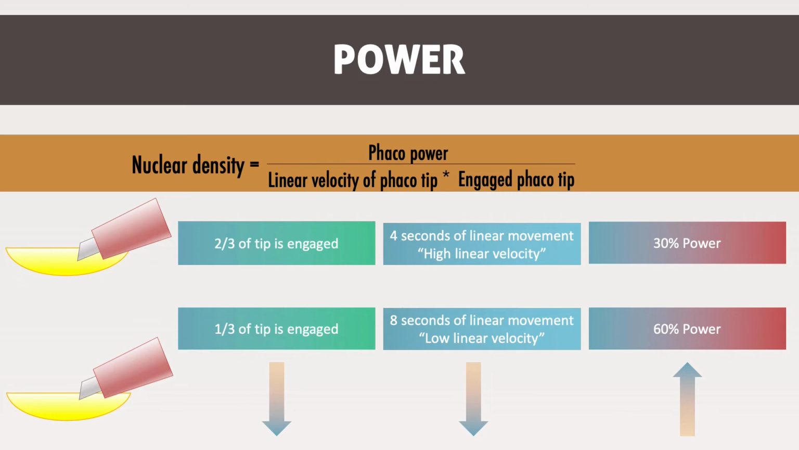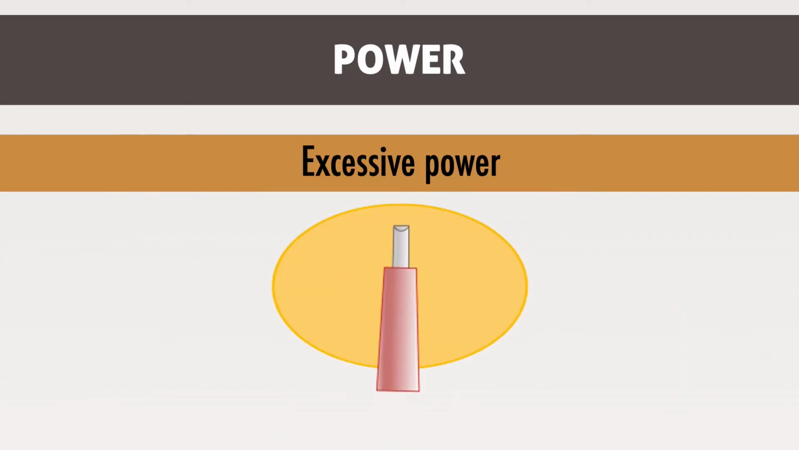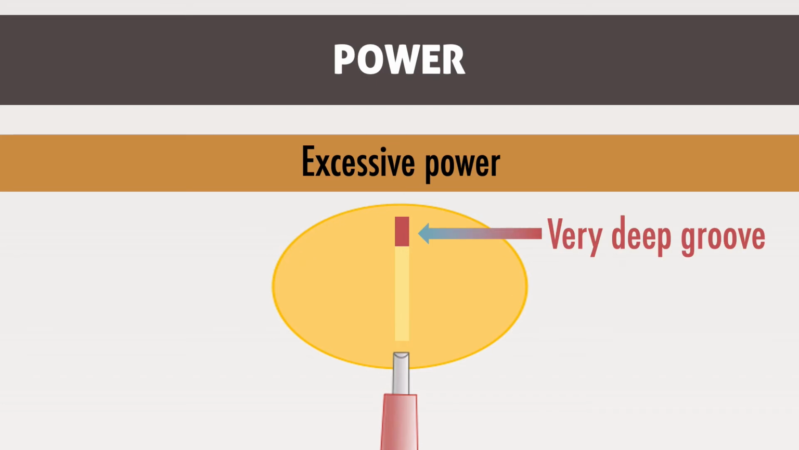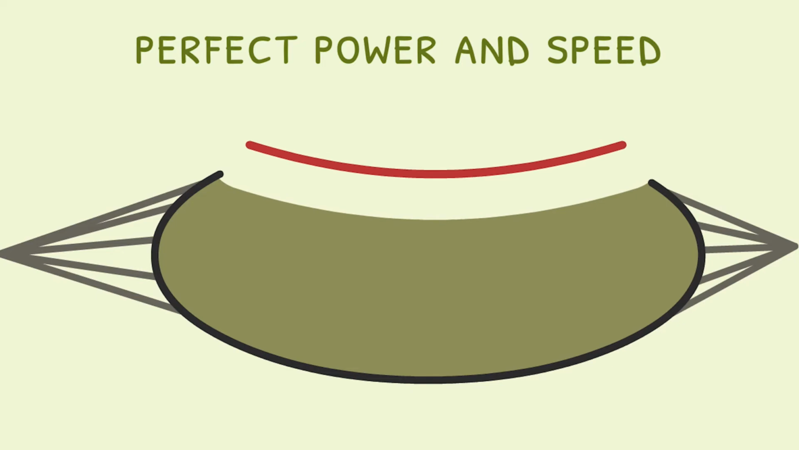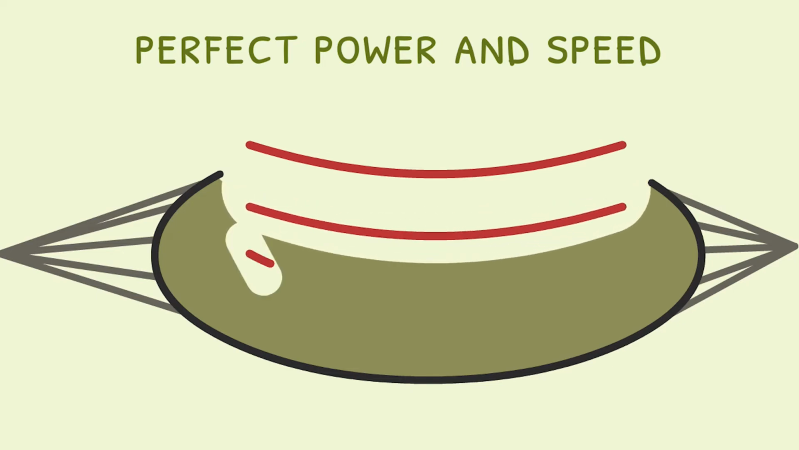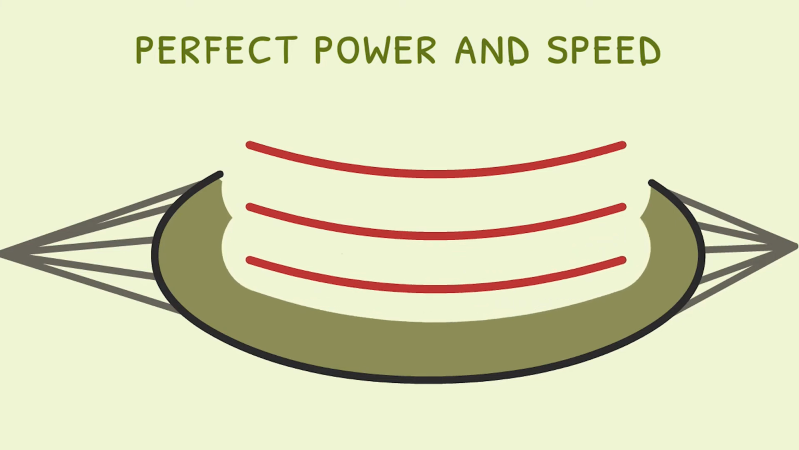Here also we can decrease the engaged phaco tip from 2/3 to 1/3 and decrease the speed or increase the power. Sometimes we will have excessive power during sculpting, which is also very risky because you might all of a sudden reach and open the posterior capsule. So here during sculpting, we reached a very deep groove, which is risky because we are close to the posterior capsule. I made this animation as a summary of what I have mentioned about sculpting. Please notice that the movement of the phaco handpiece should be curved to follow the curvature of the posterior capsule.